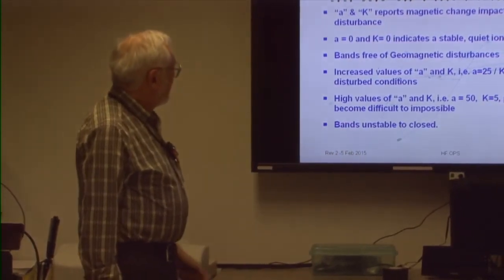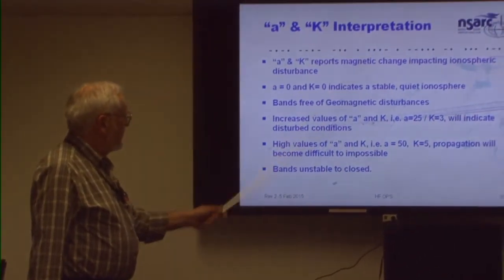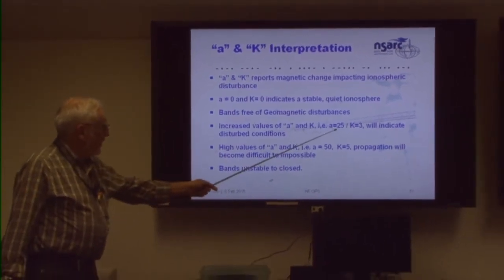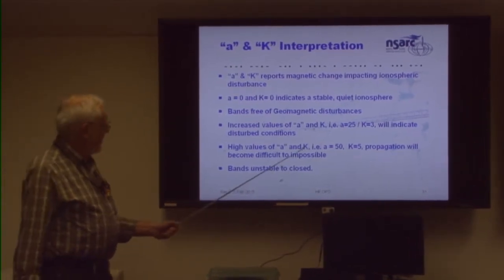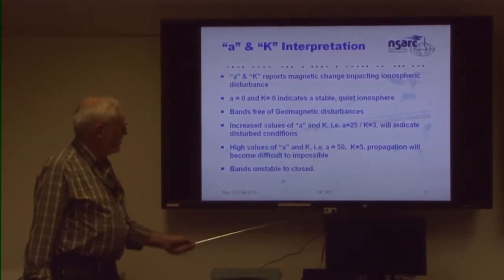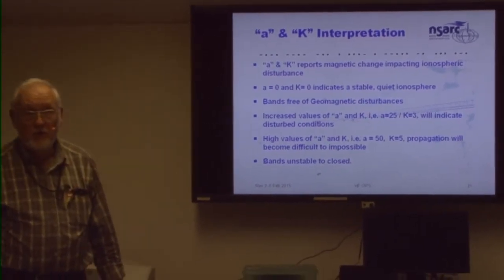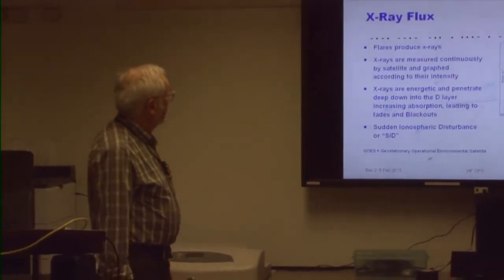All right. So, if we have an A of 0 and a K of 0, the ionosphere is perfect. If we have an A of 25 and a K of 3, I'd say we're looking for trouble. If you had an A of 50 and a K of 5, things are becoming difficult. So things will be unstable, propagation unpredictable, and probably a bad day, go do something else.